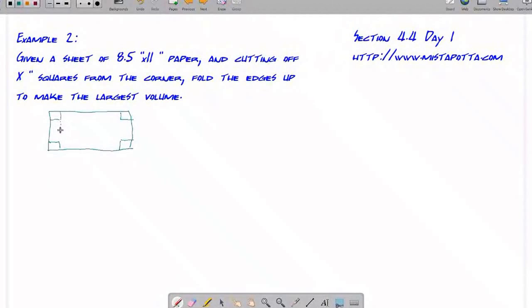And if I end up folding along these edges, what I'll find is that I end up with an open top box. And so my objective here is I want to find the largest volume. So I need to take a look at this from a geometry standpoint.